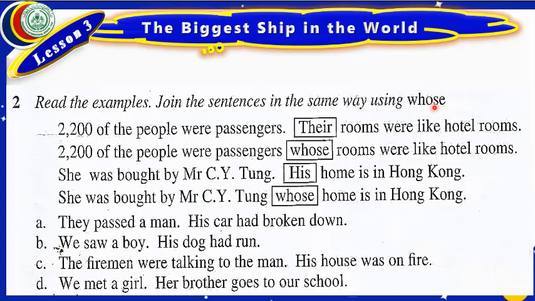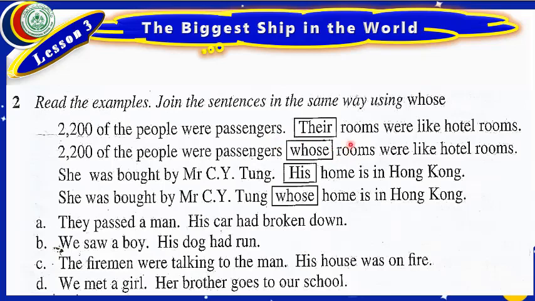Let us read the examples. 2,200 of the people were passengers. Their rooms were like hotel rooms. Its answer will become: 2,200 of the people were passengers whose rooms were like hotel rooms. Dear students, in second exercise, this is the first example.